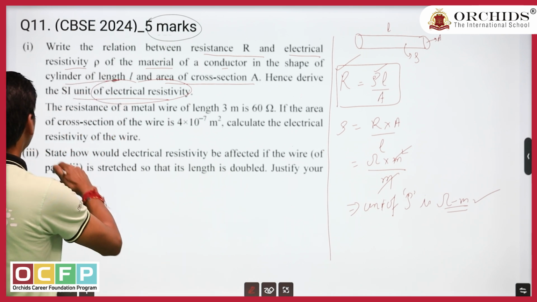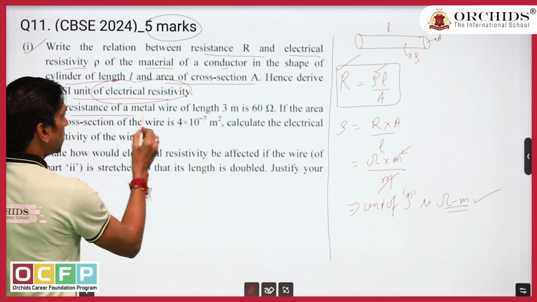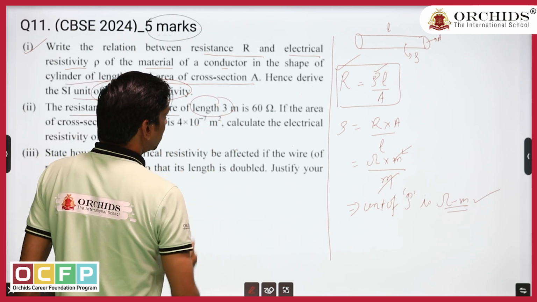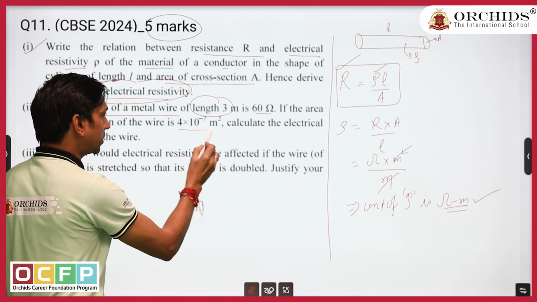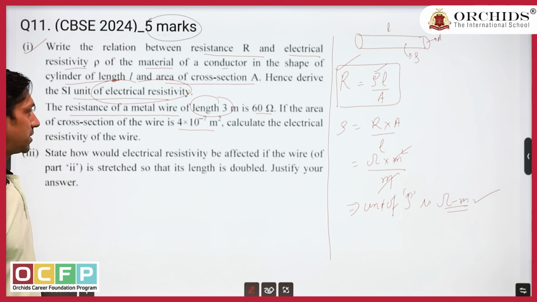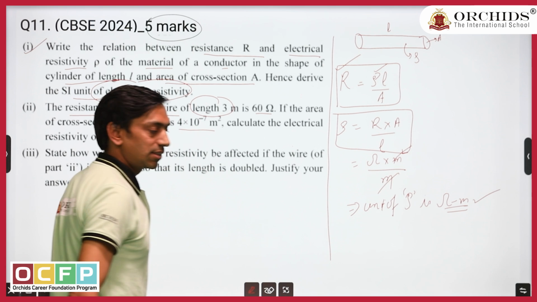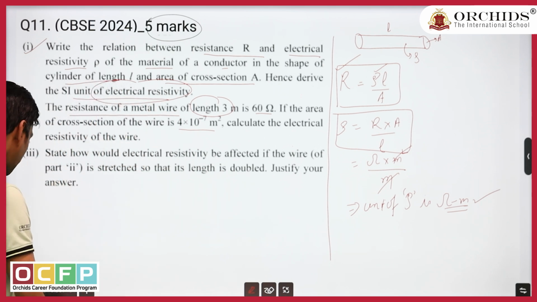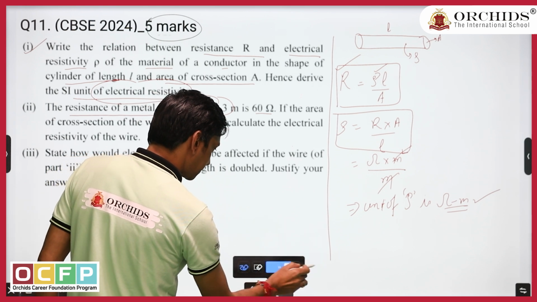So now the second part of the question, first part is done. The second part of the question is that the wire is of length 3 meter, resistance is 60 ohm, and cross-sectional area is also given, 4 into 10 to the power minus 7 meter square. Calculate the electrical resistivity of the material. So for that we will apply this formula, electrical resistivity equals RA by L. So let's see how to solve this particular problem.